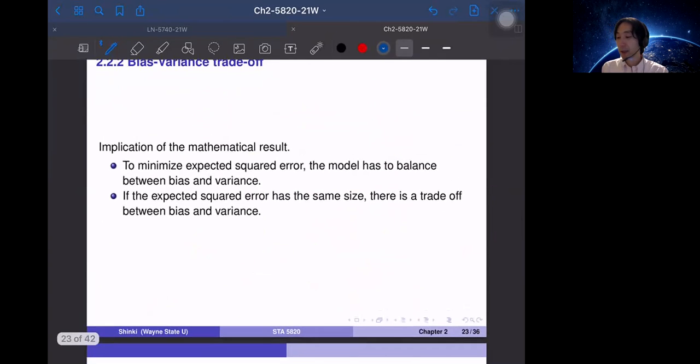So to minimize expected squared error, the model has to balance between bias and variance. So if the expected error has the same size, then there is a trade-off between bias and variance.